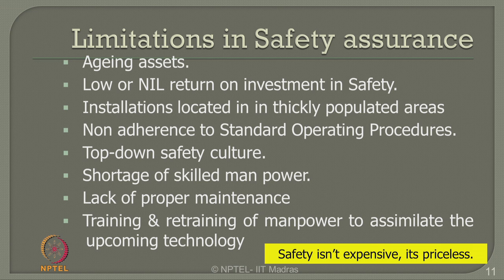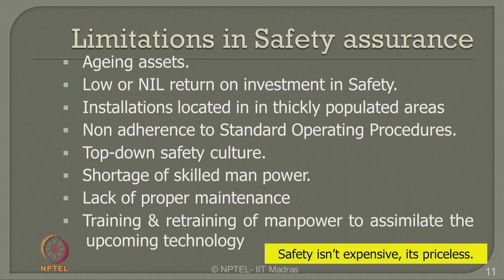The aging assets, the platforms becoming older, the material degradation, the strength degradation because of various combinations of environmental factors make them aged, and that is one of the main worries which limits safety assurance in offshore platforms. The second major limitation is return on investment in safety. Practically, if you look at the financial perspective of investment in safety, the return on this is phenomenally low, or one can even say it is practically next to zero.